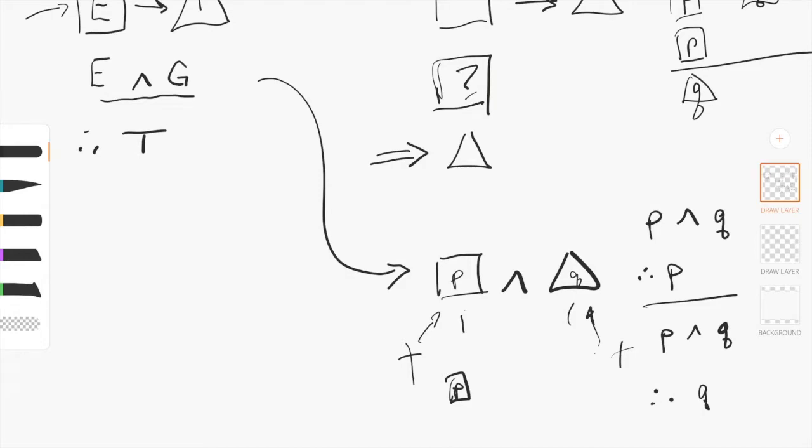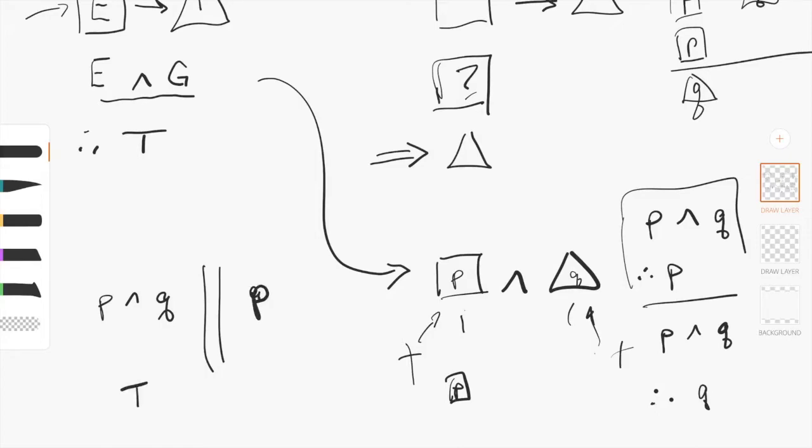Let's test this out. We'll just do this for the first version of it with a short truth table. So P and Q, therefore P. So now we'll make our assumption. The assumption is that this is invalid. So if the conclusion is false, then P has to be false. If it's false there, it has to be false everywhere.